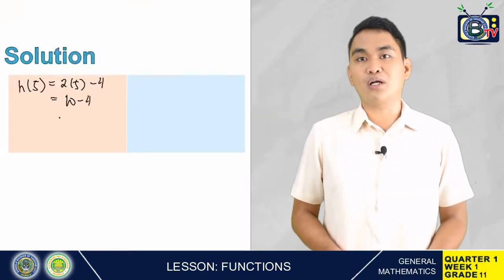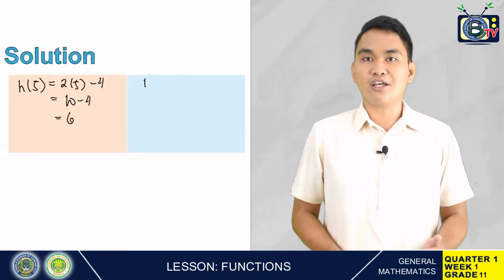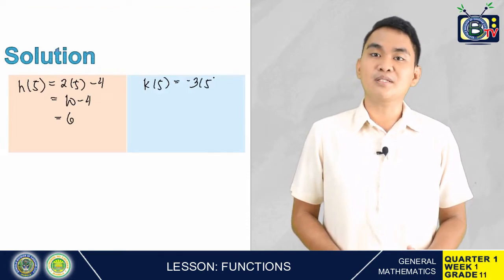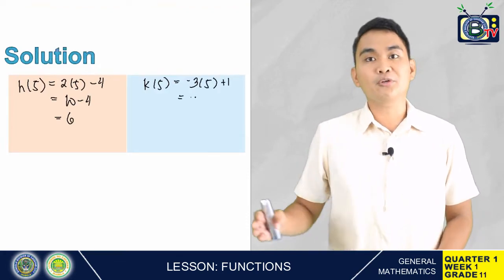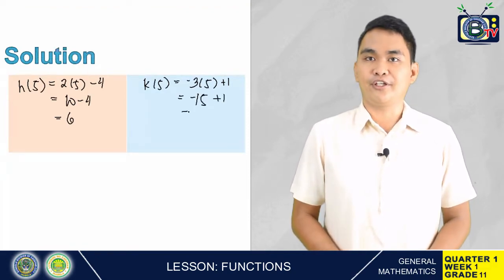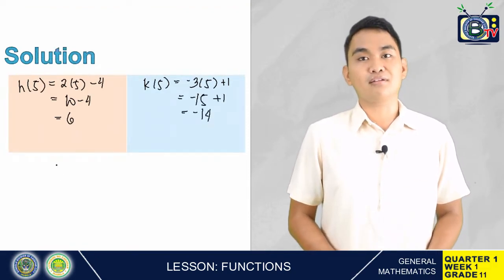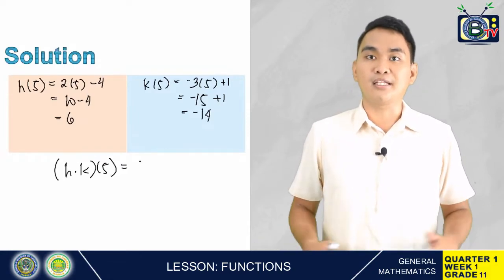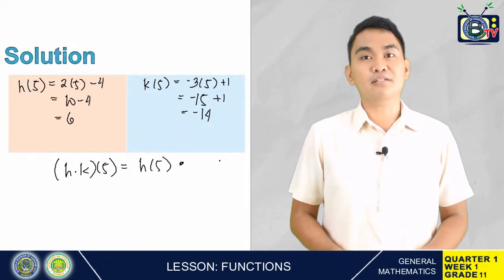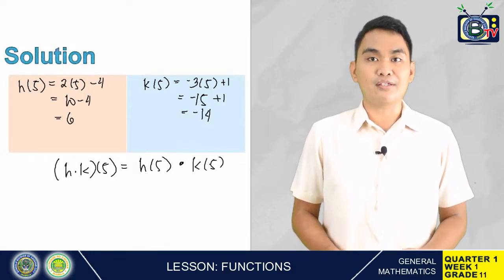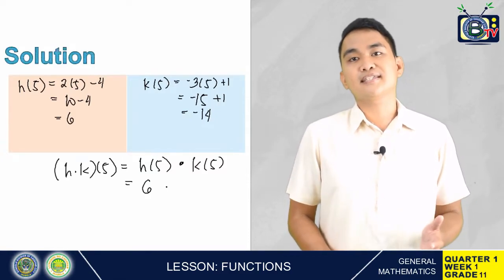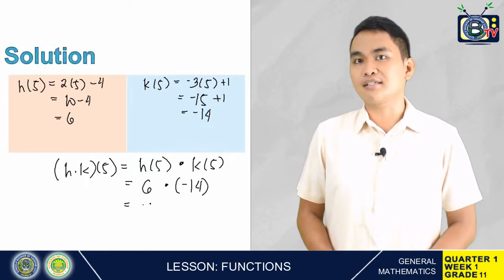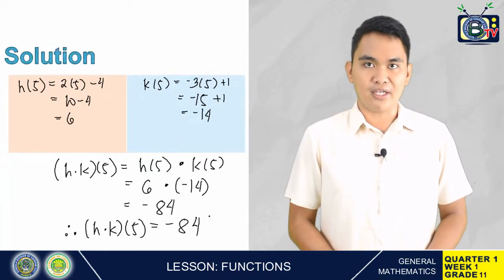H of 5 is equal to 2 times 5 minus 4, which is equal to 6. On the other hand, k of 5 is equal to negative 3 times 5 plus 1. If you are going to perform the operation, we have negative 14. If h of 5 is equal to 6 and k of 5 is equal to negative 14, all we have to do is to multiply the two numbers. Therefore, h times k of 5 is equal to h of 5 times k of 5. 6 times negative 14 is equal to negative 84. Therefore, the final answer of our third example is negative 84.